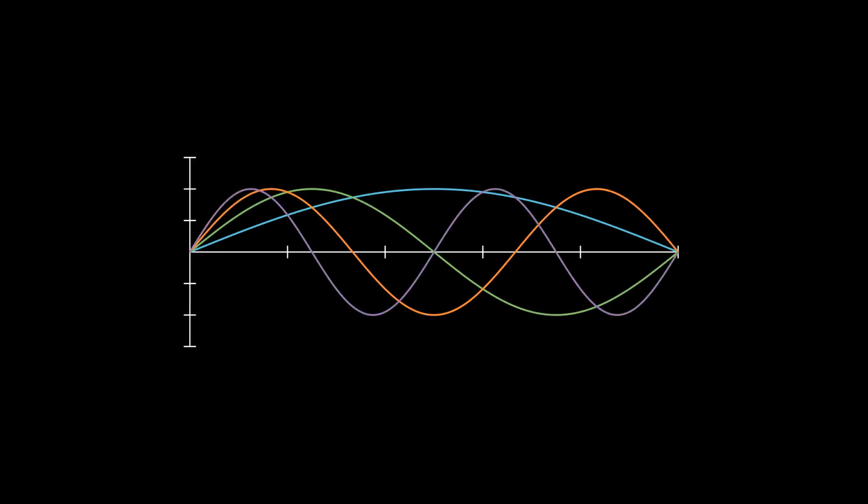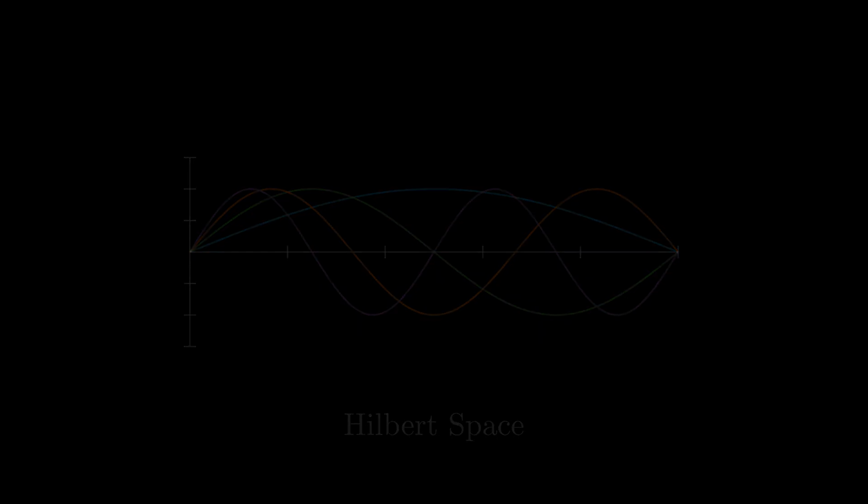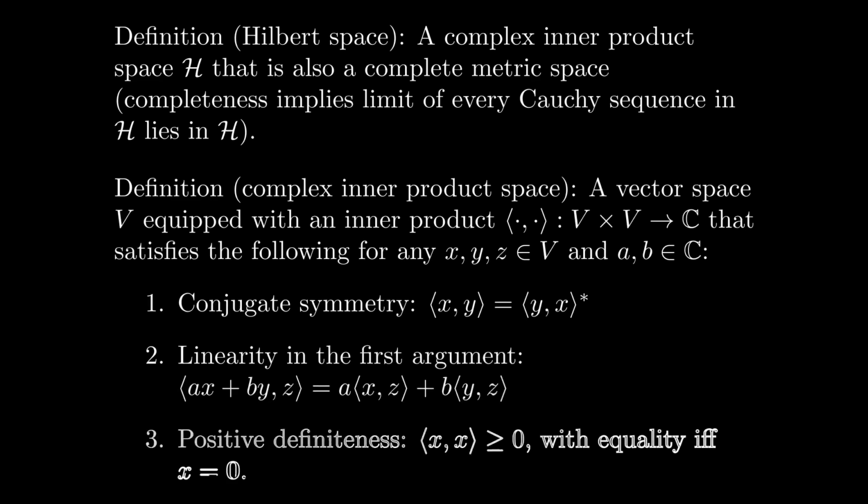For one, wave functions exist in a mathematical space known as a Hilbert space. A Hilbert space is a complex inner product space that is also a complete metric space. Let's dissect what this means. Firstly, completeness is just a regularity condition stating that the limit points of any Cauchy sequence in a given metric space are also contained in the space.